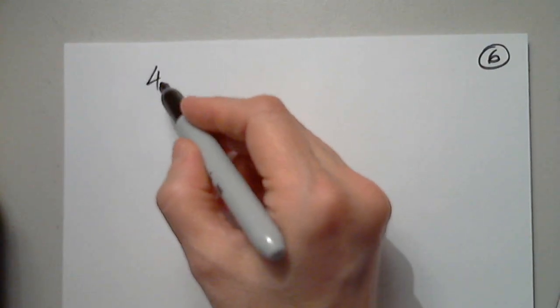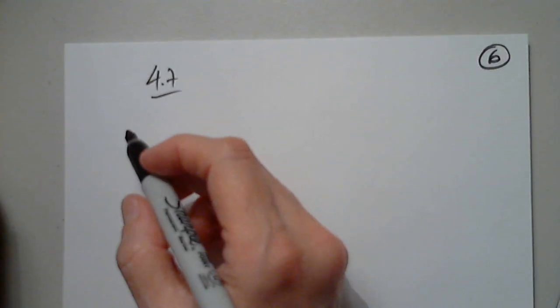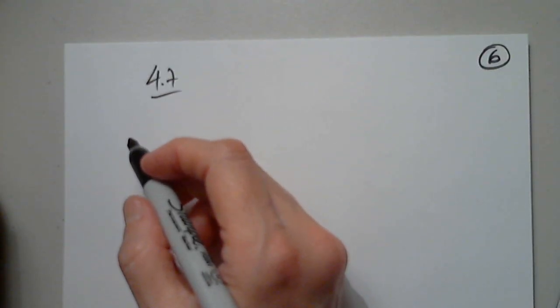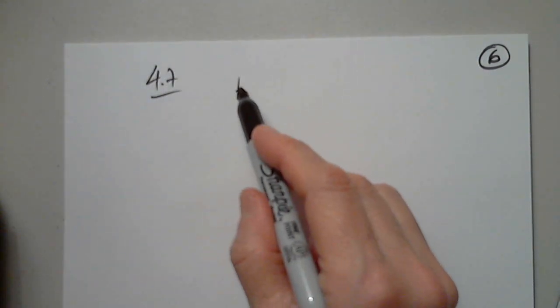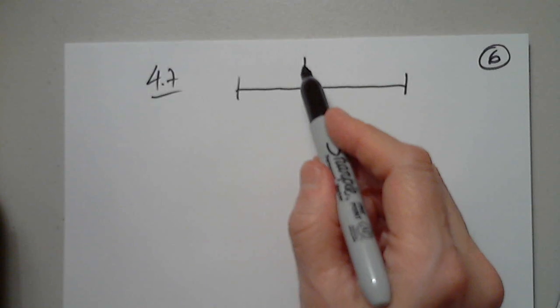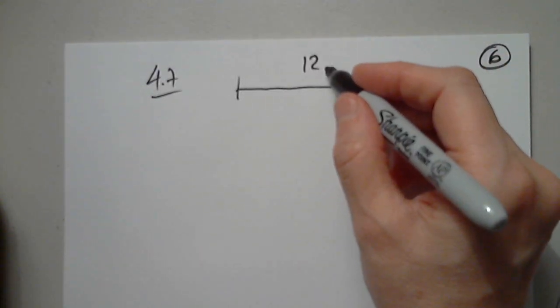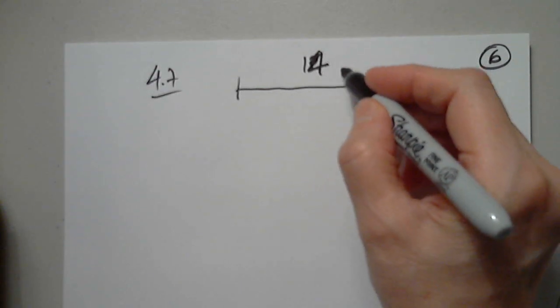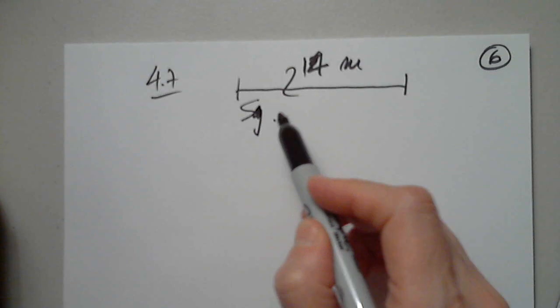Yeah. I have another question from the 4.7 optimization stuff. I don't actually get this one in WebSign. It was a piece of wire, 14 meters long. It's cut into 2 pieces. Yeah, we did this problem together. One is bent into a square and the other is bent into a circle.